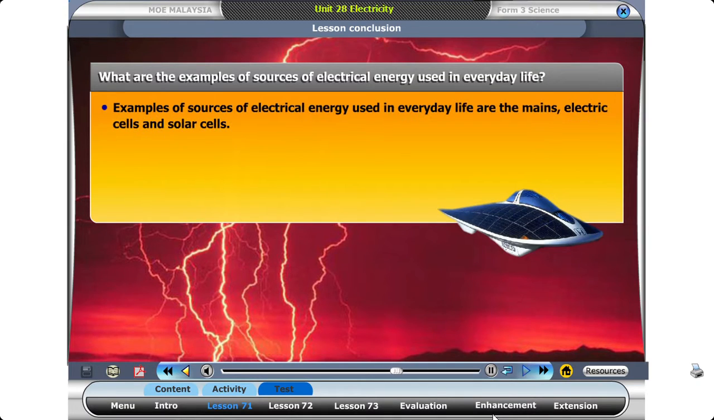Examples of sources of electrical energy used in everyday life are the mains, electric cells, and solar cells.